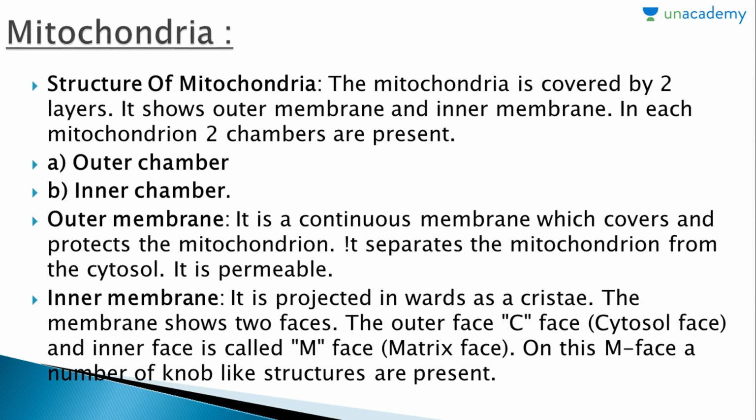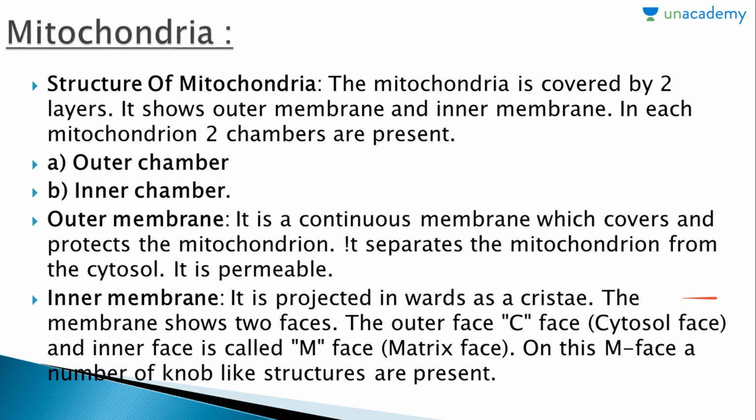Structure of a mitochondrion. The mitochondrion is covered by two layers. It shows an outer membrane and an inner membrane. In each mitochondrion, two chambers are present: the first being the outer chamber and the second being the inner chamber. The outer membrane is a continuous membrane which covers and protects the mitochondrion. It separates the mitochondrion from the cytosol. It is permeable.